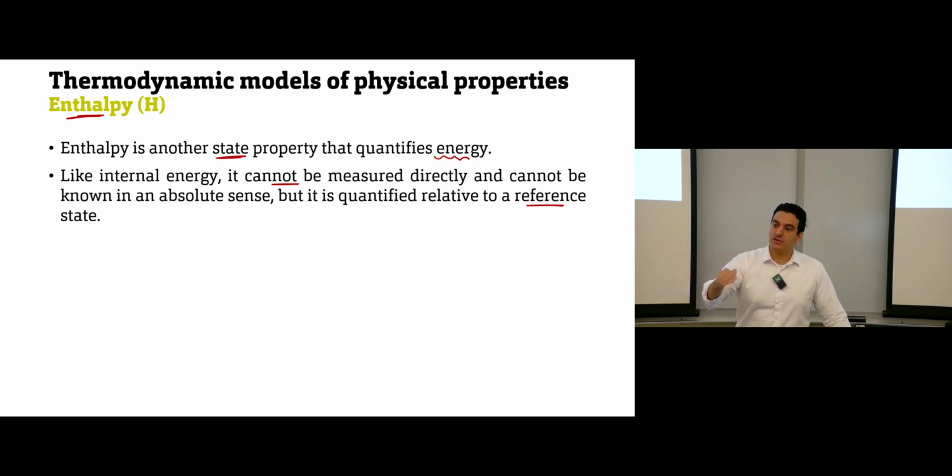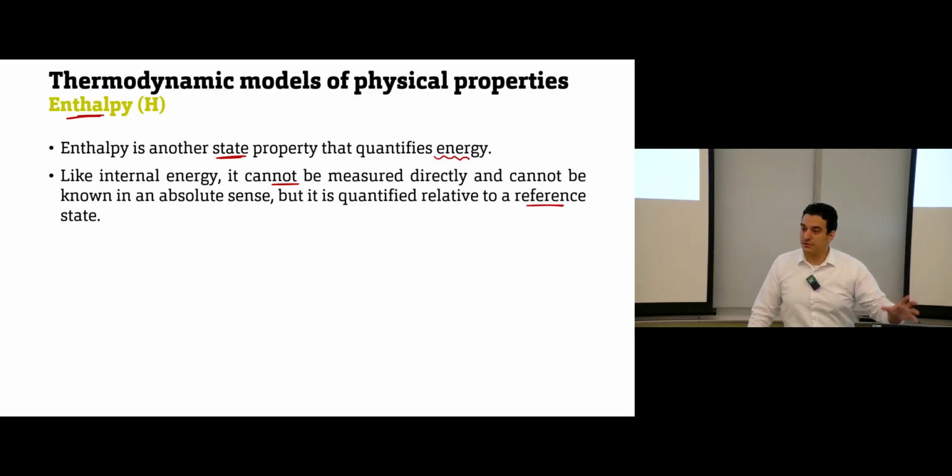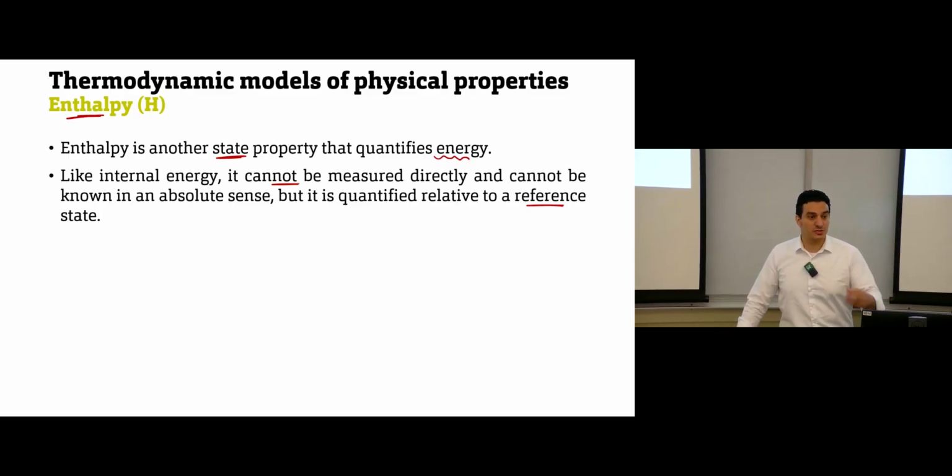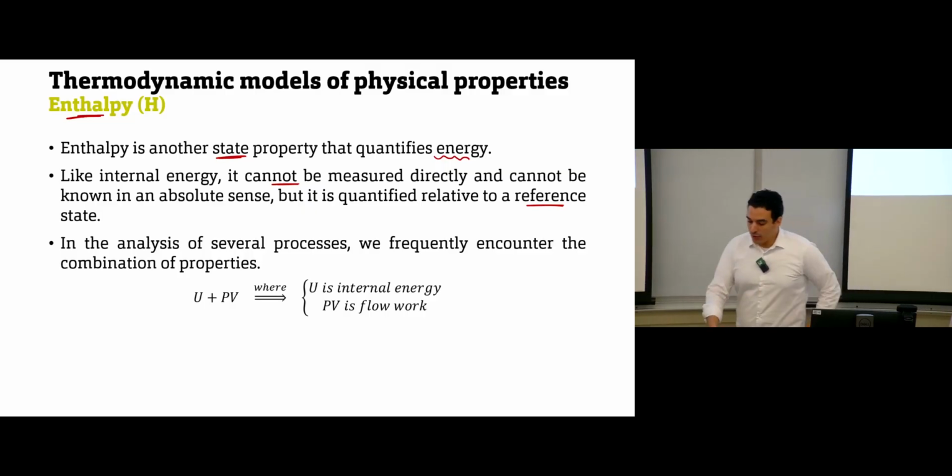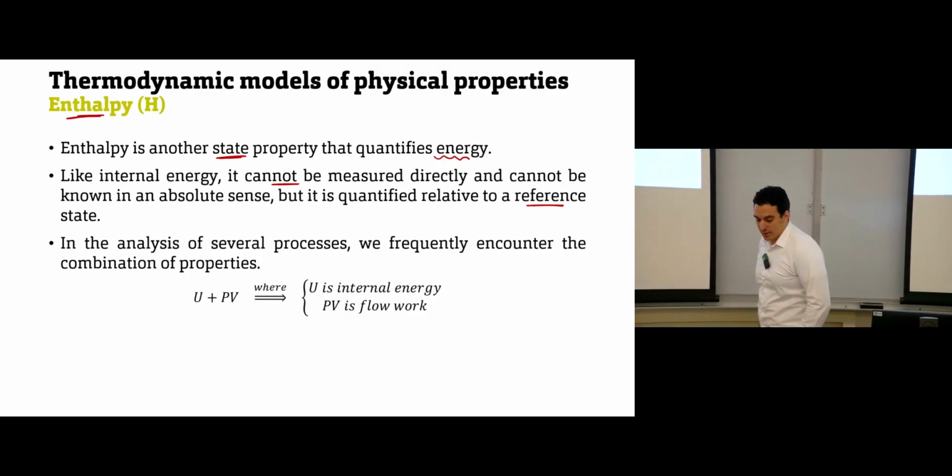So internal energy and enthalpy are similar in that we can't measure their absolute value, we just measure the difference in the internal energy, the difference in the enthalpy, so we need a reference. Based on your reference selection, you can see negative enthalpy values, similar to internal energy. Okay. How can we calculate enthalpy?